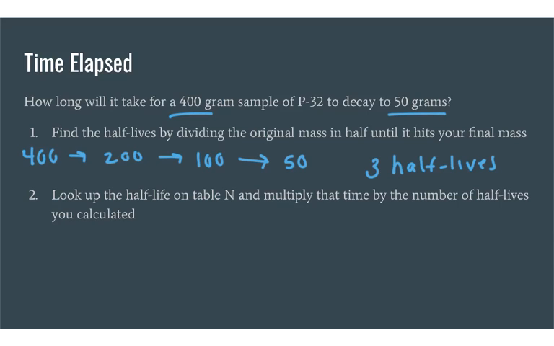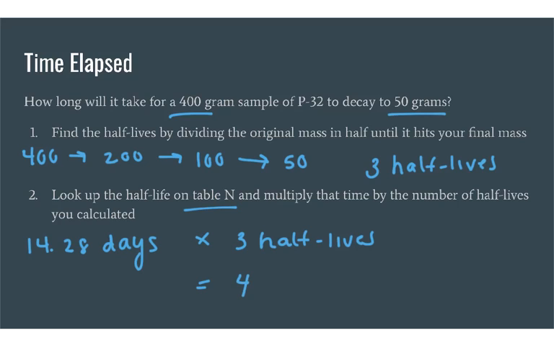So we're going to look up on table N what our half-life is of P32. So if I go to table N and I look at P32, I have a half-life of 14.28 days. Right? So I know that this sample decayed over 3 half-lives, right? And 1 half-life is 14.28 days. So I'm going to multiply the 2. And this is going to give me the length of time that took place. So this was over a course of 42.84.